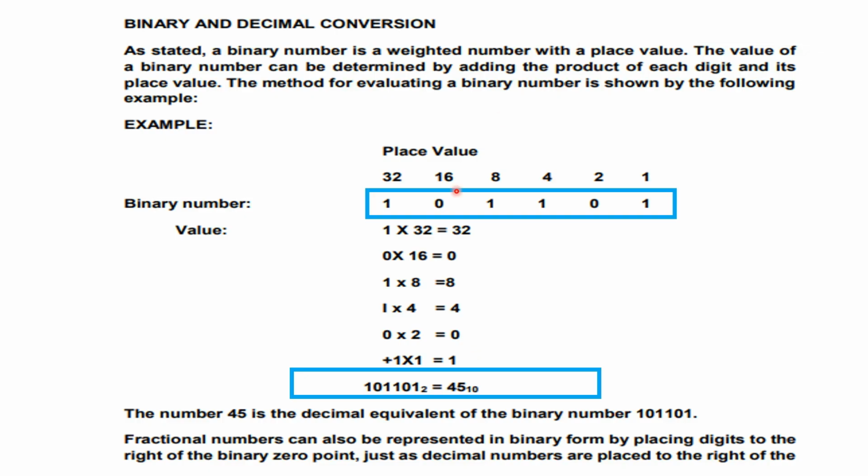Then, let's add the product of all this. Let's add the product. And that is now the conversion to decimal. So you see, after multiplying, now you get the total of all this product, you add. So 32 plus 8 plus 4 plus 1, that's 45. Which means that the equivalent of the binary 101101 is 45 in decimal.